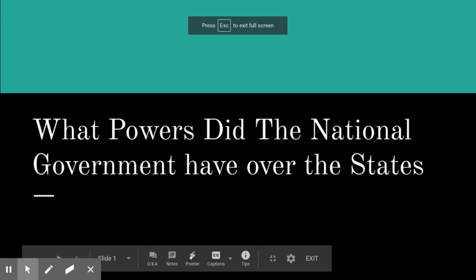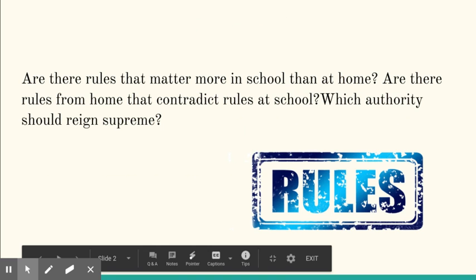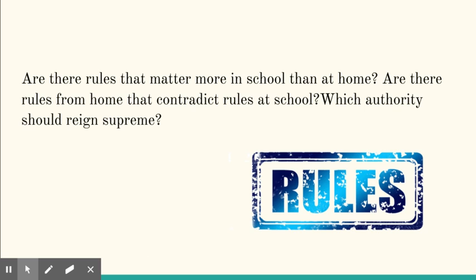What powers did the national government have over the states? I want you to think about this analogy. Are there rules that matter more in school than at home? Are there rules from home that contradict rules at school? Contradict means to interfere, to go against, or to be in conflict with.